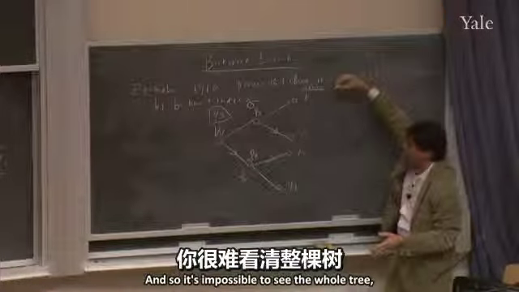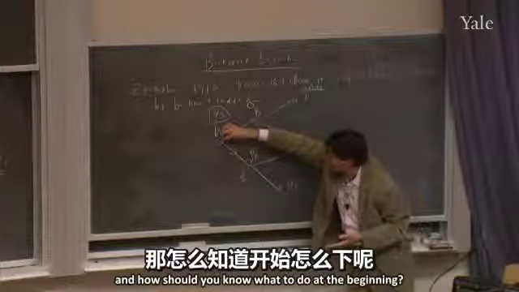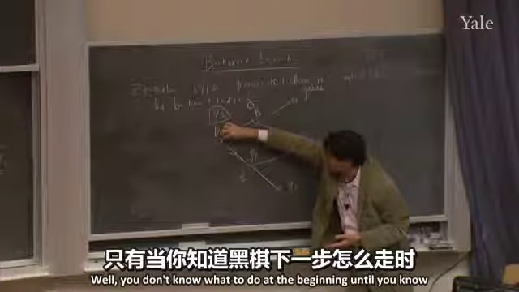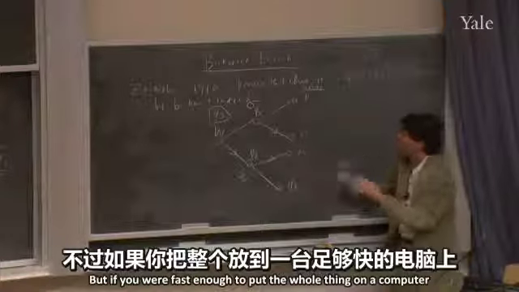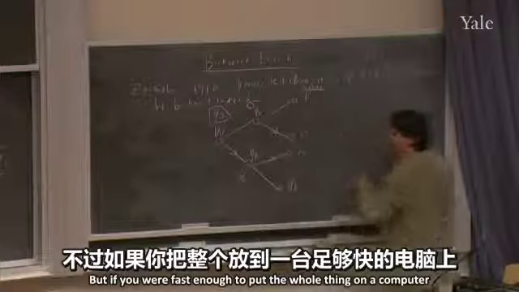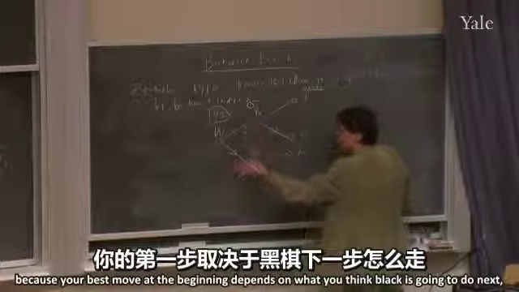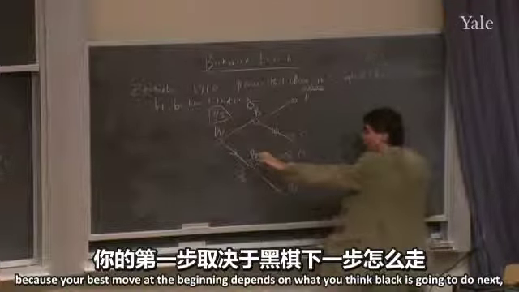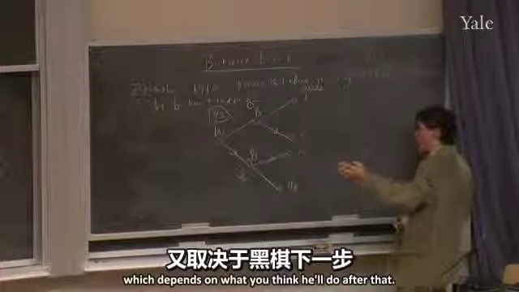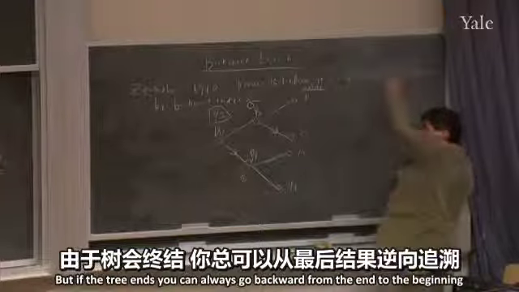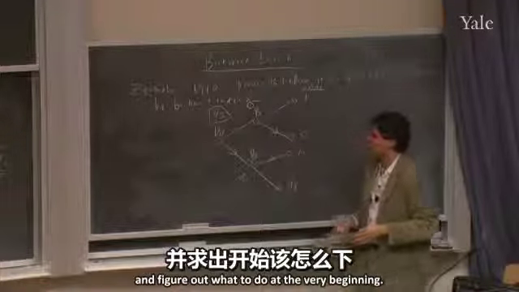And so it's impossible to see the whole tree. And how should you know what to do at the beginning? Well, you don't know what to do at the beginning till you know what black's going to do afterwards and what could happen later in the tree. But if you were fast enough to put the whole thing on a computer, you could figure out what to do at the beginning, because your best move at the beginning depends on what you think black is going to do next, which depends on what he thinks you're going to do after that, which depends on what you think he'll do after that. But if the tree ends, you can always go backwards from the end to the beginning and figure out what to do at the very beginning.